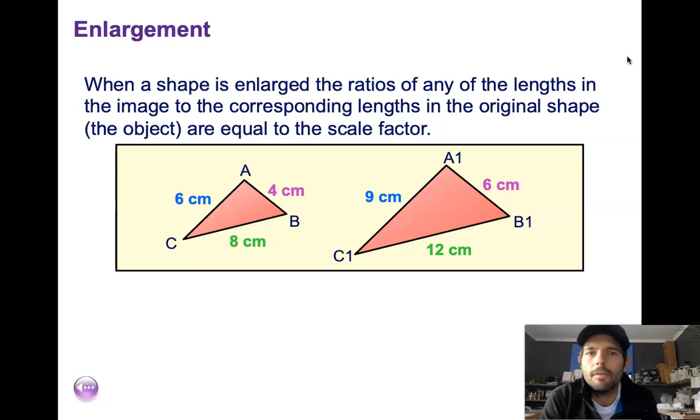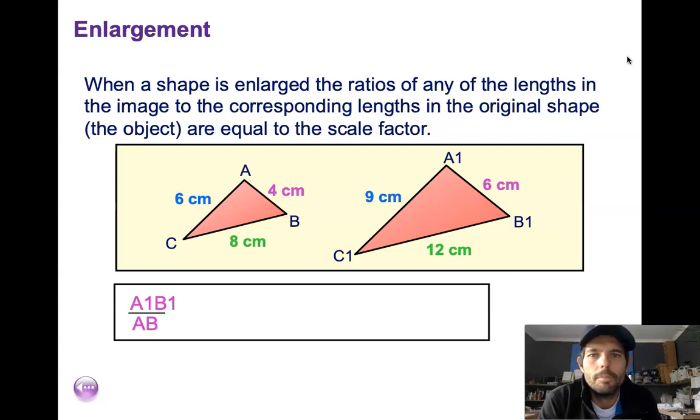You can also be given the lengths of the enlarged shape. So you can see A1, C1, B1, they've given you the lengths. And that's obviously the enlarged shape of ABC. And now they want to know what is the scale factor. So how much has it been enlarged by? So what we do is we take the enlarged sides. So for example, A1, B1 is the enlarged side of AB. So that would be 6 centimeters over 4 centimeters.